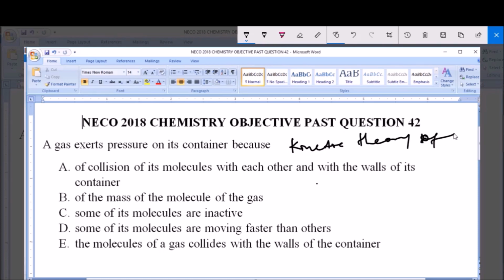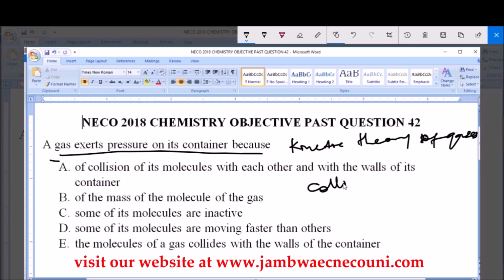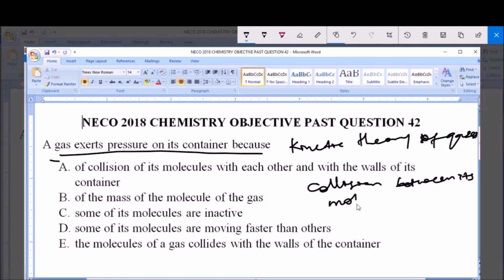Kinetic theory of gases. So I urge you to go through the kinetic theory of gases to know more on this. But actually, this statement is picked from the kinetic theory of gases. Now, under the kinetic theory of gas, there's a statement that says that the pressure exerted by a gas is as a result of the collision between its molecules. That is, between the molecules of this gas, and not only that, but also with the walls of the container.